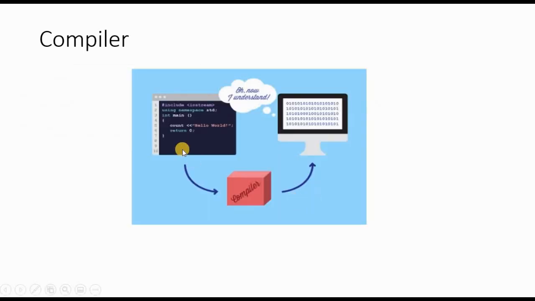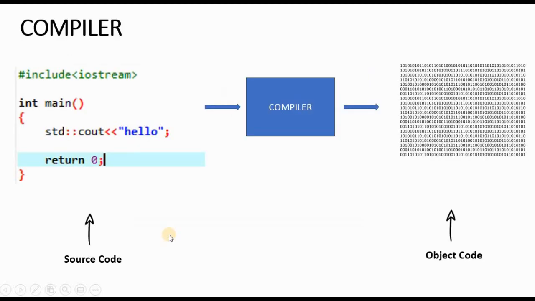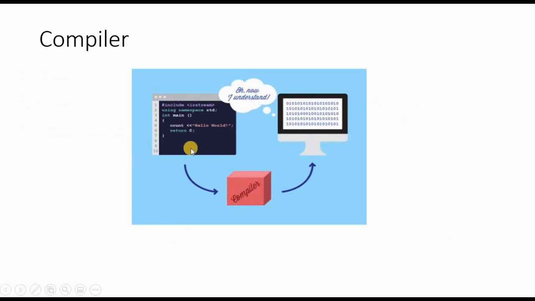So I have found an image on the internet that shows the same thing that I showed right here. So to get your computer to understand the code that you have written in any language, you need some software which is called a compiler. So basically, a compiler is a computer program whose job is to convert the source code to an object code.